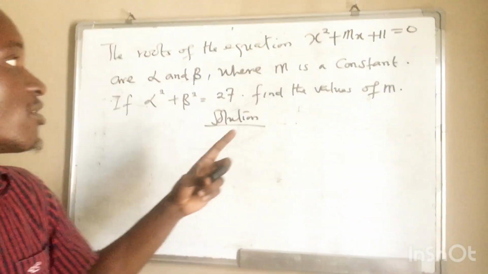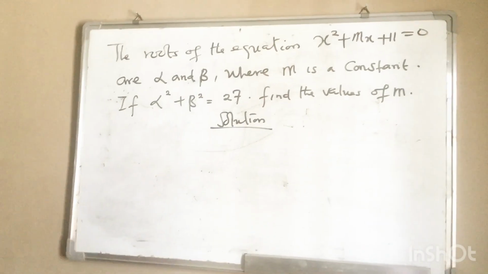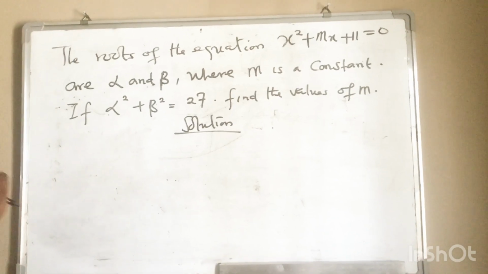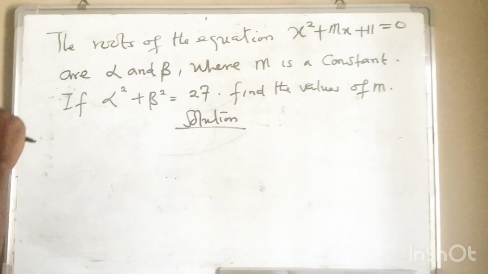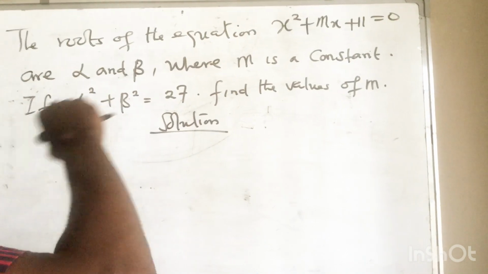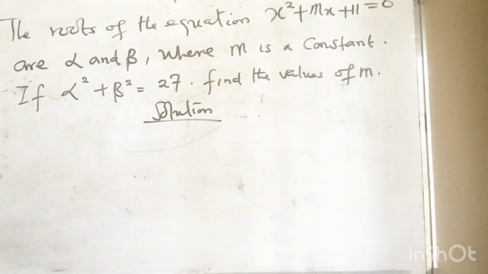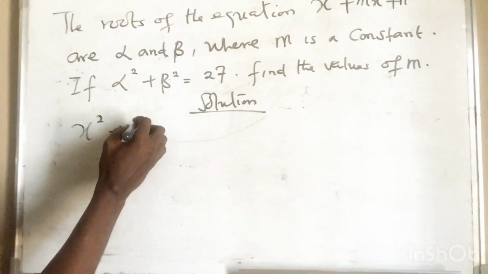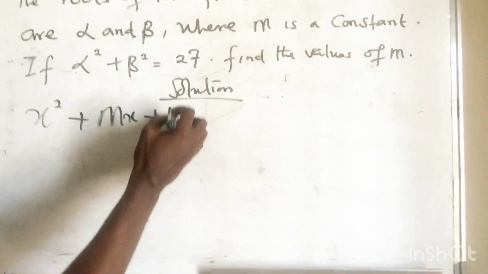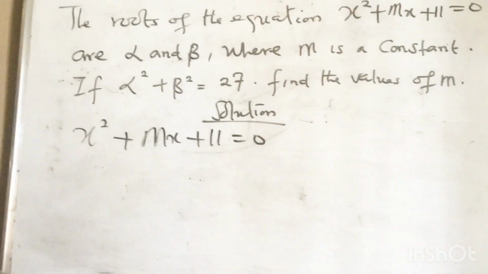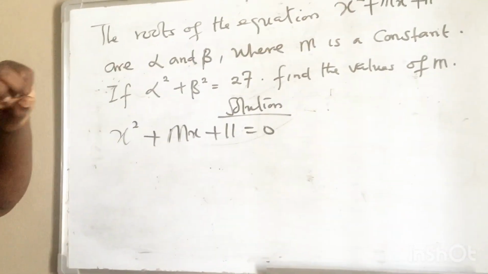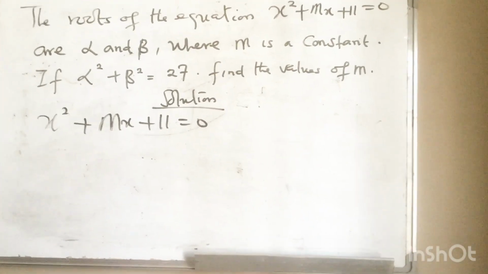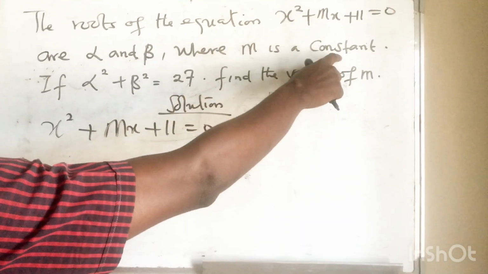This is the second example on the sum and the product of the roots of the equation. Now let's go through this example. The question is saying the roots of the equation x squared plus mx plus 11 equals 0, where alpha and beta are the roots of the equation, and m is a constant.